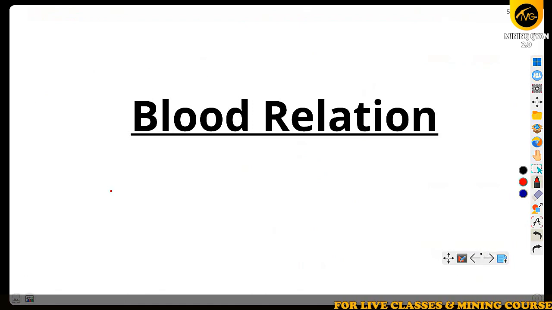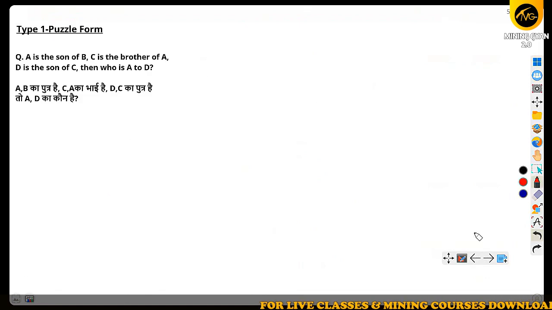Okay, now the next topic is blood relationship. First one is the puzzle form. The type of question is the puzzle form. A is the son of B.